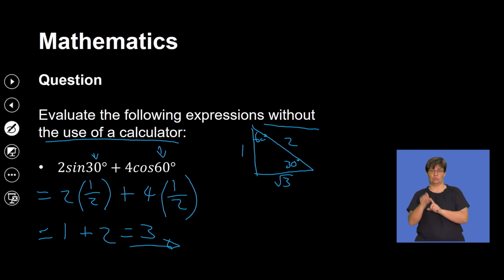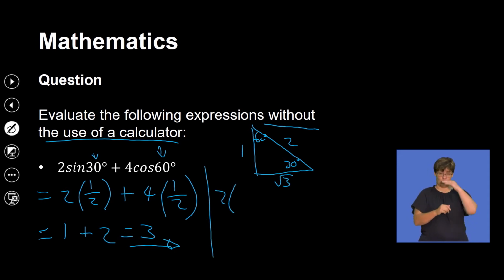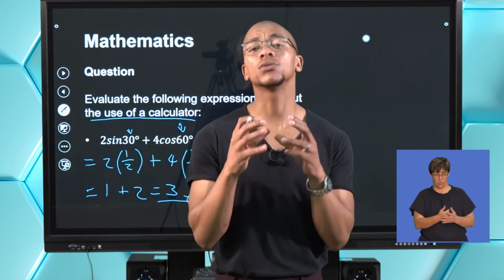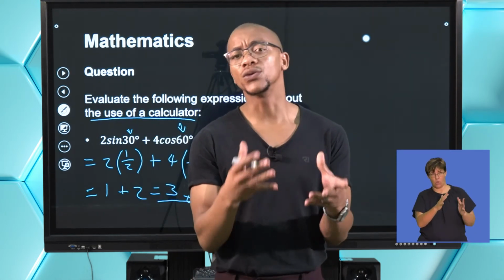The other way of doing this is just to first write the definition, to make your life easy. You can say this is 2 open brackets, O over H, opposite over hypotenuse, plus 4 into cos, remember it's A over H, and then you start substituting so that you remember what you are talking about. But remember, I gave you a mnemonic to try and memorize this. You really need to make sure that you do remember that.